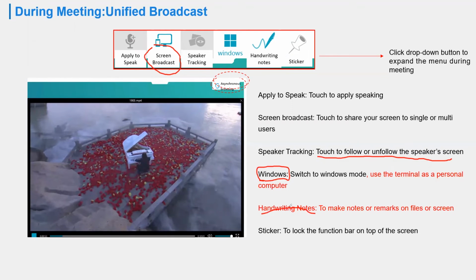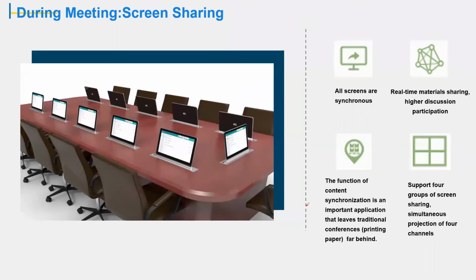Handwriting notes. During the meeting, if you want to take some notes on the documents or on the video, you can just directly touch this button, and then the system will create a screenshot, and then you can handwrite on this screenshot as you like. Okay, screen sharing, as I mentioned, all screens synchronize. All screens can be broadcast and shared with each other, with real-time material sharing, for higher decision-making and participation.